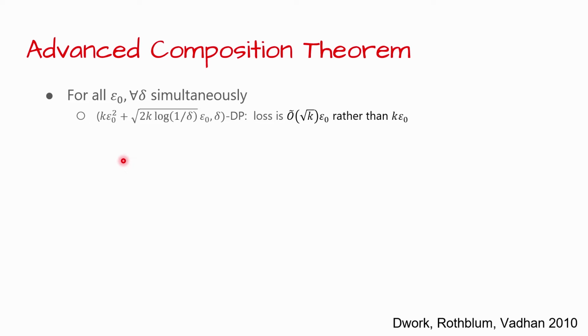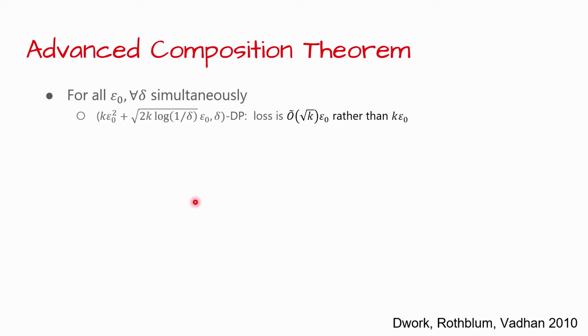So if we are composing a bunch of pure differentially private algorithms, what we get is the following. We get an algorithm whose epsilon loss is k epsilon naught squared plus basically a log 1 over delta term times epsilon naught, and then a delta. So this is for all delta simultaneously. So if I want a smaller delta here, I get a bigger term in here.